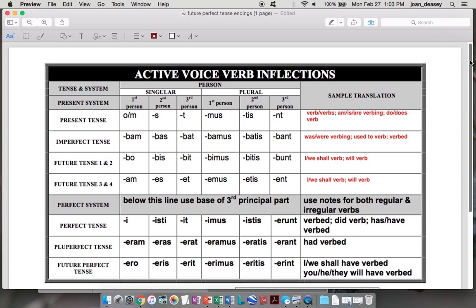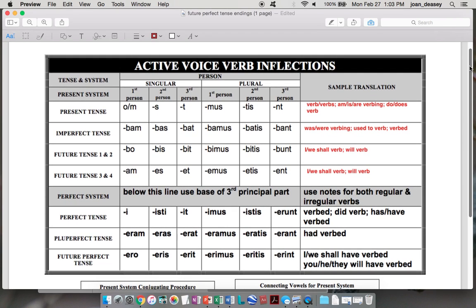At this point in time, you might like to pause the video and take a few moments to write in all of the endings and the sample translations for each of the verb tenses, and then return to listen to a few ideas about conjugating and verb bases, as well as songs to help you remember the endings.